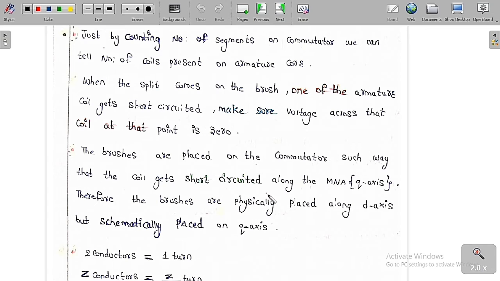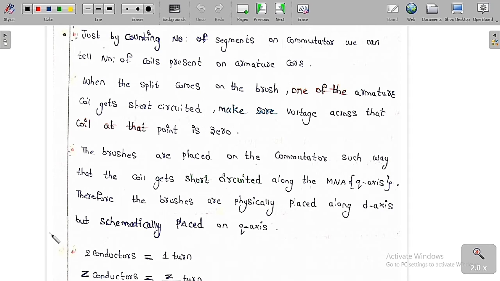If you go into the lab and see a basic DC machine, you can see clearly, along with the poles, that the brushes are basically placed along the D axis. But if you draw a paper diagram of the DC machine, you are going to show it along the Q axis. This is the only very different view. Practically the brushes are placed along the D axis, but schematically, in a paper diagram, we show the brushes along the Q axis. This is a very important point.